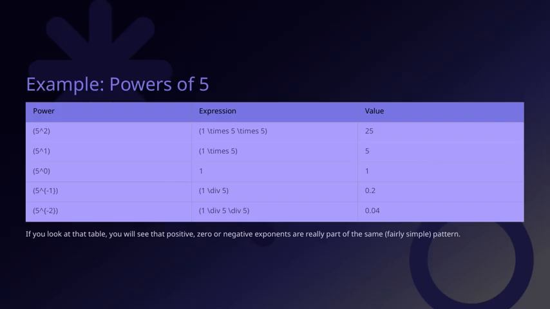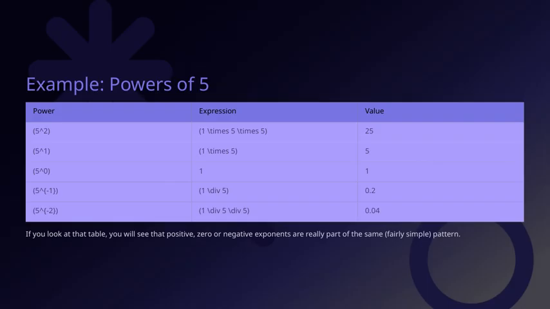When the exponent is 1, it's just 5, or 1 times 5. At 0, we get 1 because any non-zero number raised to the 0 power equals 1. Now, for negative exponents like -1, we flip the base into a fraction. So 5 to the -1 is 1 divided by 5, which equals 0.2. And for -2, you see it's 1 divided by 5 divided by 5, which results in 0.04.